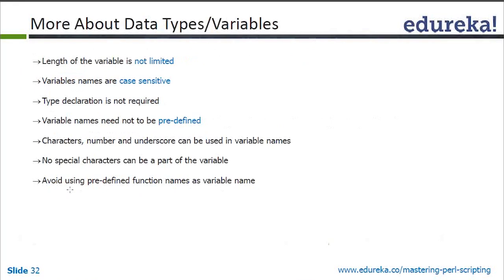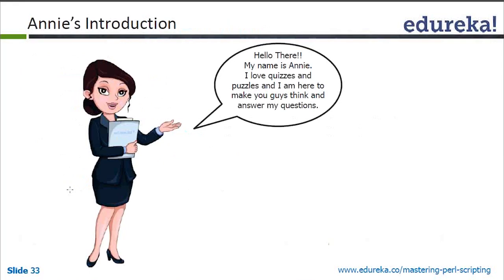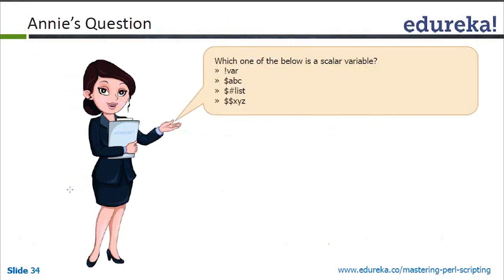So it is asking you a question. Which of the below is a scalar variable? You guys can also answer this question. Just now we went through the last slide, which says the scalar variable must start with a $ sign. But if there are two $ signs, it has a special meaning, so we are not considering this as a scalar variable.